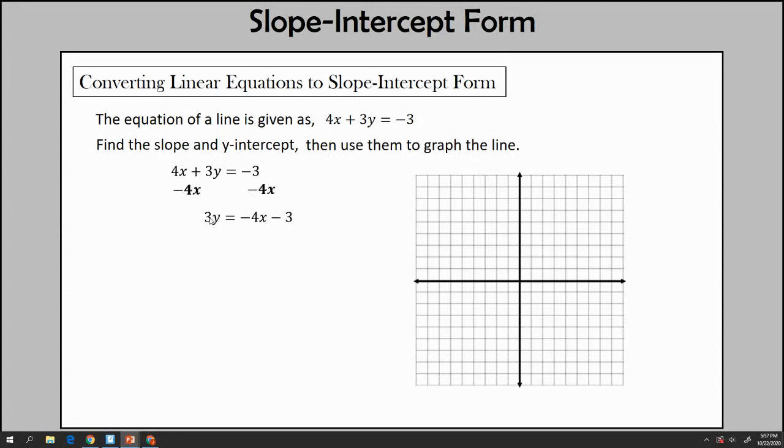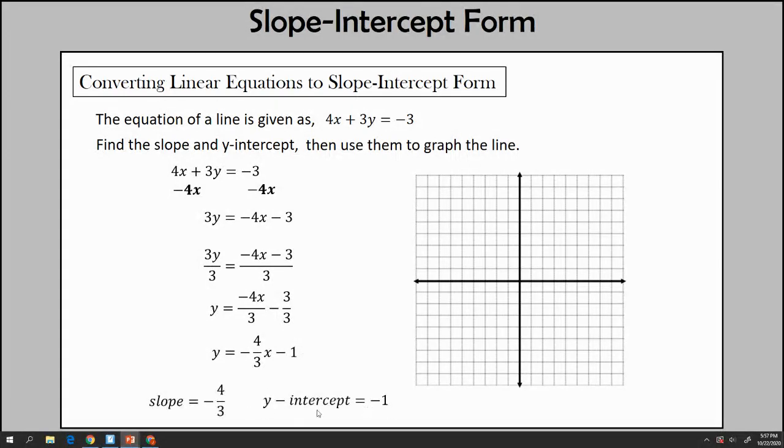Subtract 4x. Divide both sides by positive 3. That cancels. Divide each one of these by 3 and simplify. I get negative 4/3 x minus 1. So slope is negative 4/3, y-intercept is negative 1. Use this to graph. We're crossing the y-axis at negative 1 right there. My slope is negative 4/3, so I'm going to go a rise of 4 and to the left 3.